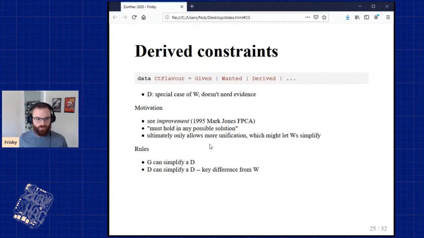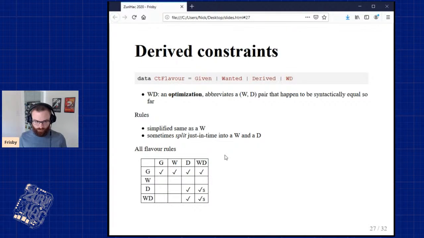I see I'm running over time, so I'm going to go a lot faster all of a sudden. What deriveds do is enable more unification, and that unification might then let us do a better job simplifying the wanteds. So it's an indirect way to do a better job of solving constraints. The key difference here is that deriveds are allowed to simplify deriveds. Wanteds can't touch wanteds, but a derived with no evidence is allowed to simplify another derived with no evidence, because ultimately you might be able to find an equivalence, which then becomes unification, and then that unification lets you make better progress on the real constraints.